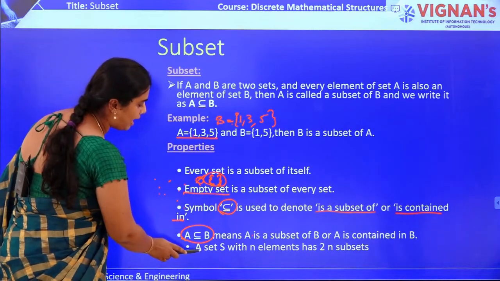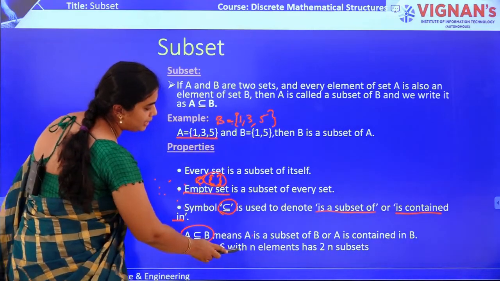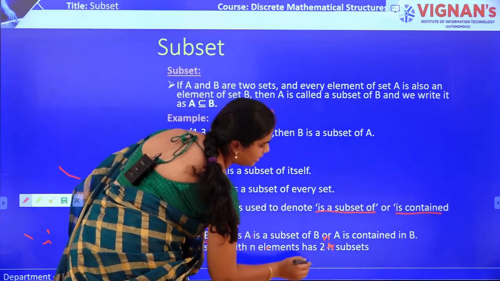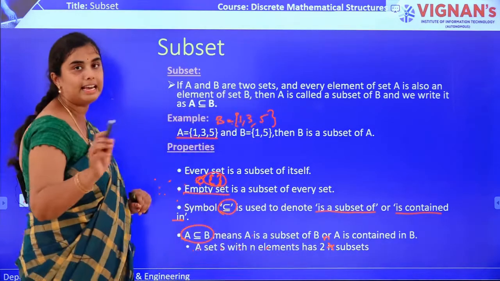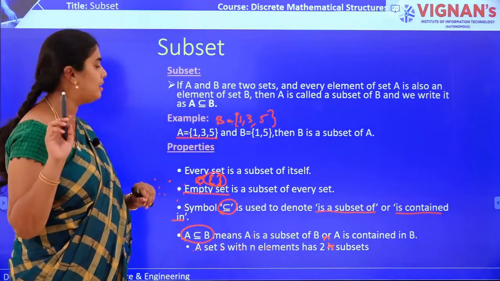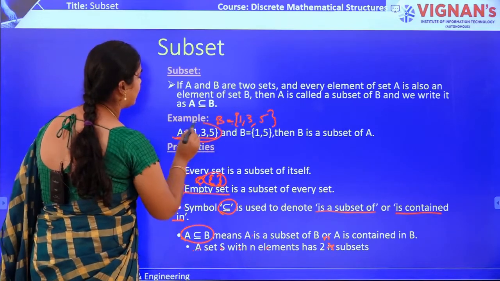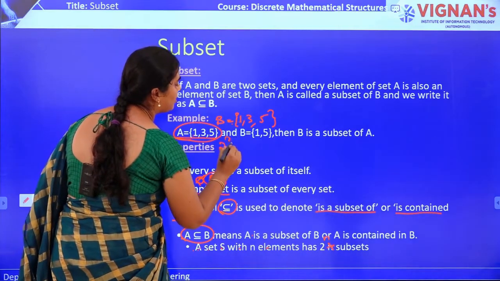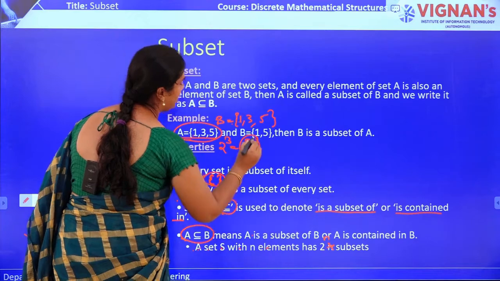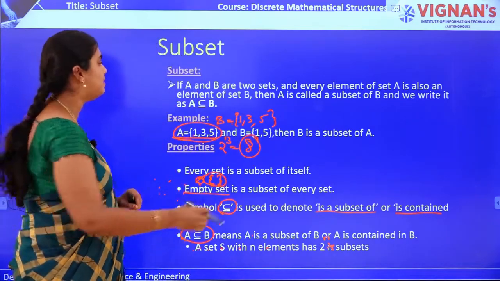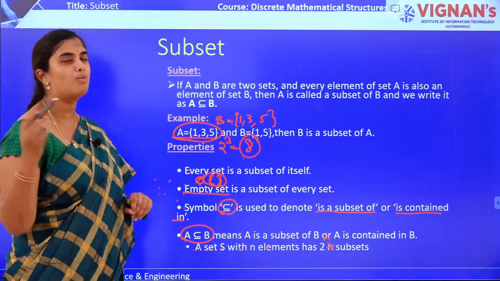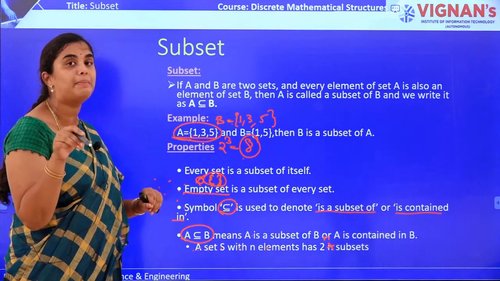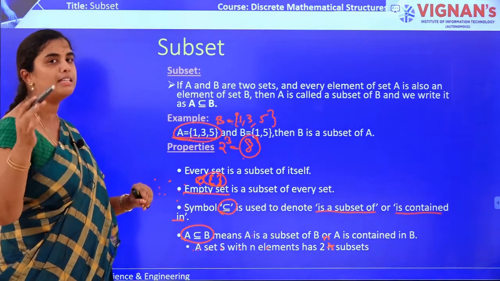If a set S contains n elements, then it has 2 power n subsets. This is printed wrong over here. If a set contains n elements, then it contains 2^n subsets. Suppose here A contains 3 elements. So the total number of subsets can be said as 2^3, which is equal to 8. So this set A containing 3 elements has a total of 8 subsets. What are these 8 subsets? We have already seen how these 8 are obtained in the power set concept. Let me try to recollect.